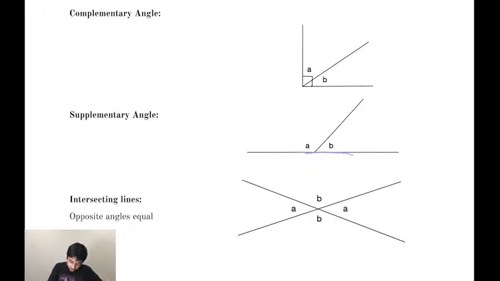And intersecting lines, well, in intersecting lines, opposite angles are always equal. So in intersecting lines, we have these two angles are equal because they're opposite angles. And then we have these two angles are equal.